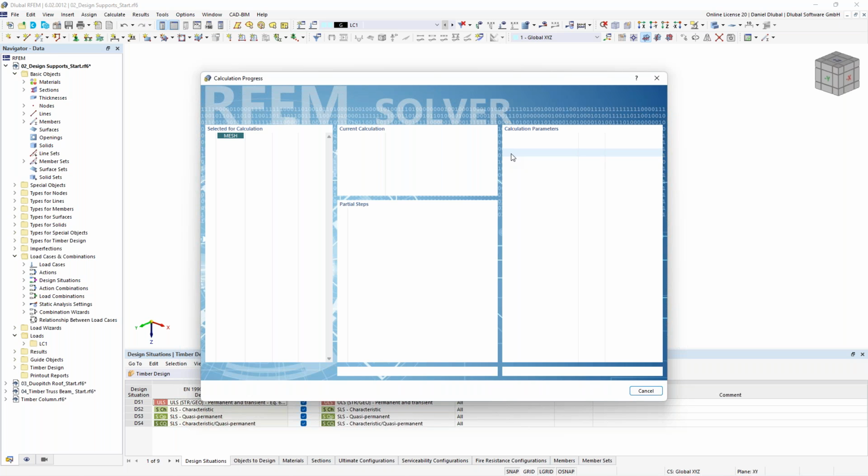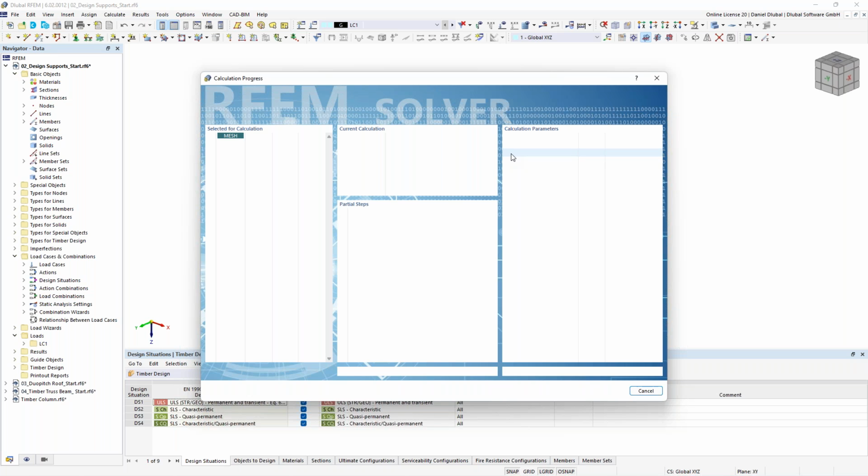Go to the timber design. And as you can see here, this design check is not fulfilled. Why? Because of the section proof design support in plus Z axis. So this compression perpendicular to grain according to this standard chapter is not fulfilled. And what can we do for that? This is very simple. We can increase the support length, for example.